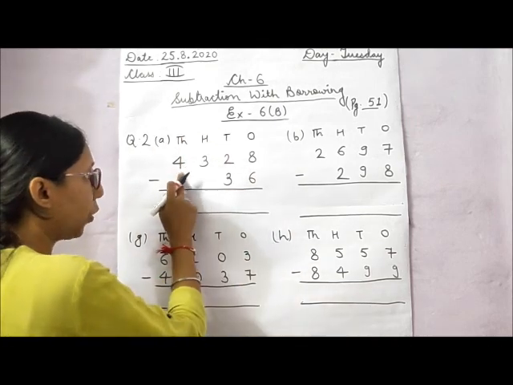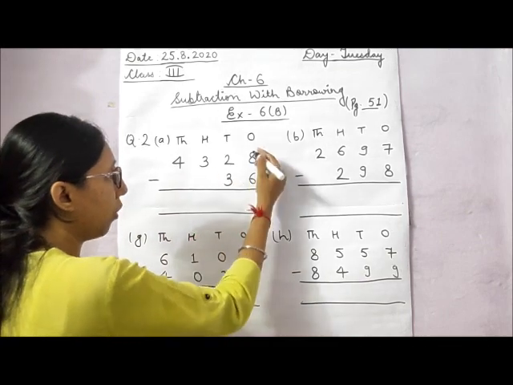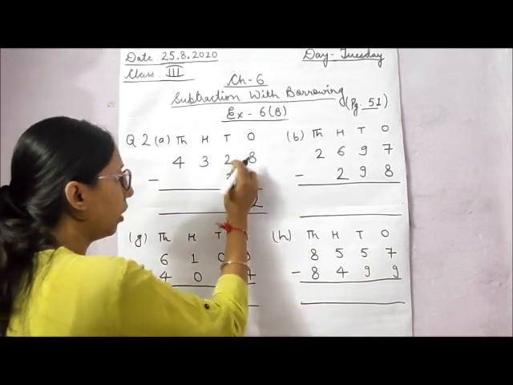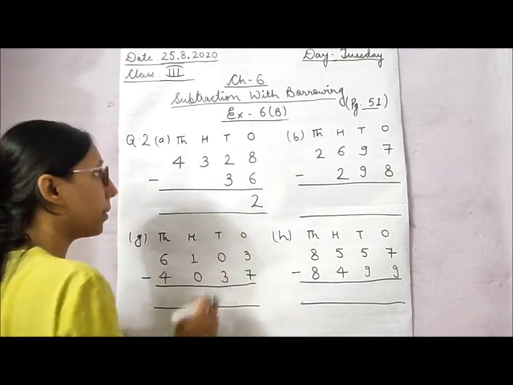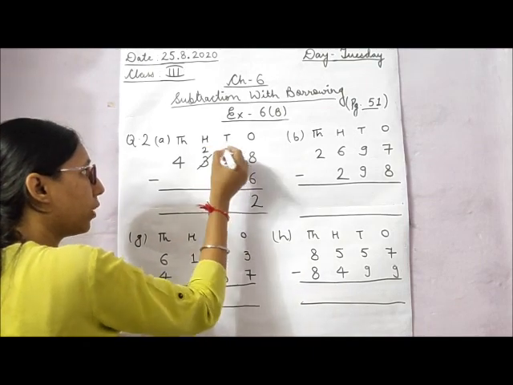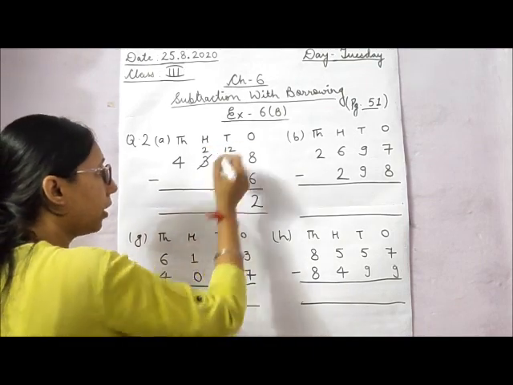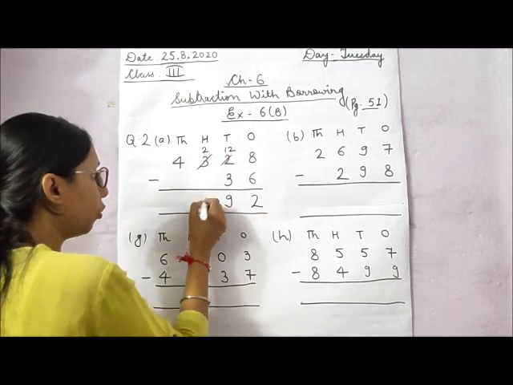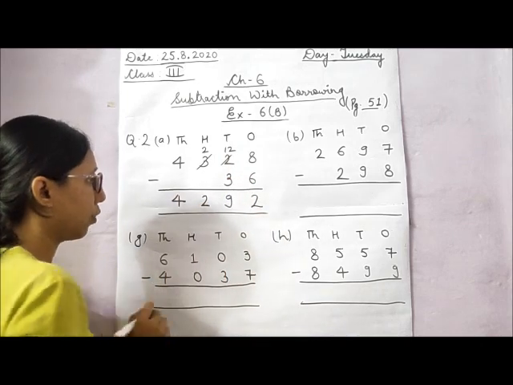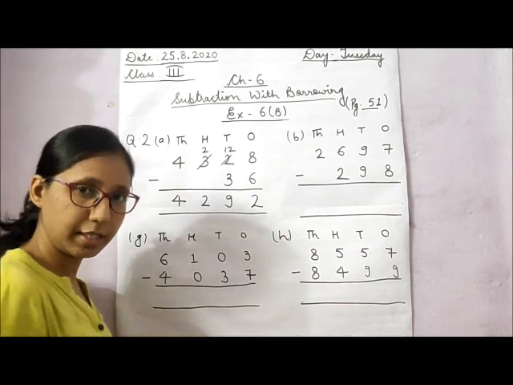In question number 2, now there is thousands place also. Subtract 36 from 4328. Now 8 minus 6 is 2. 2 minus 3 again not possible. Take borrow from this 3. This will be 2 and this will be 12. Now 12 minus 3 is 9. 2 as it is, 4 as it is. So 4292 is the answer.